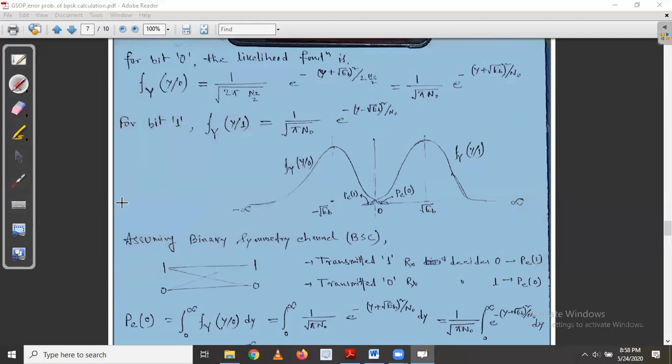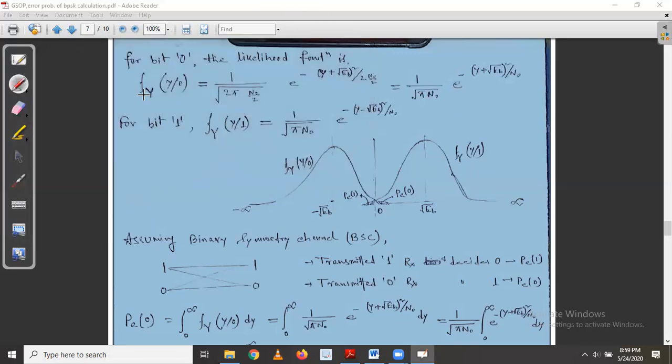Similarly for this also, if I'm able to draw this part. So suppose the threshold line is here. 0 was transmitted. This is the threshold line. So the receiver will think that 0 was transmitted for this region. But what about this region? Regarding this region, the receiver will think that 1 was transmitted because in this region the probability density function is more than the threshold. So the receiver will think that 1 was transmitted, but actually 0 was transmitted. So that is the probability of error.